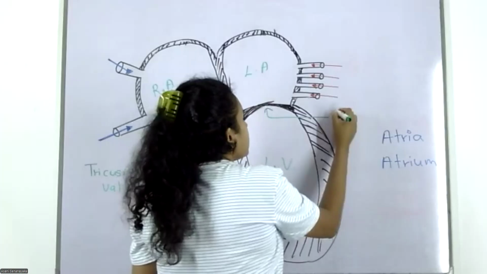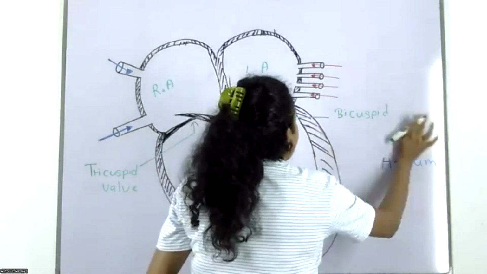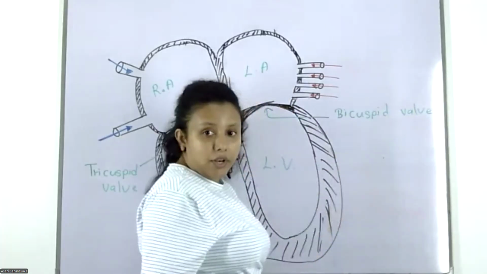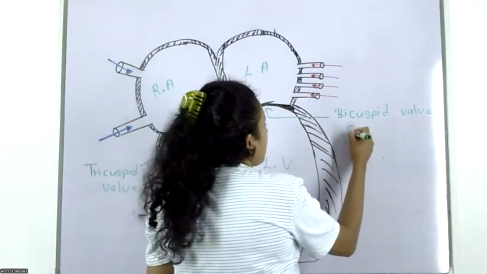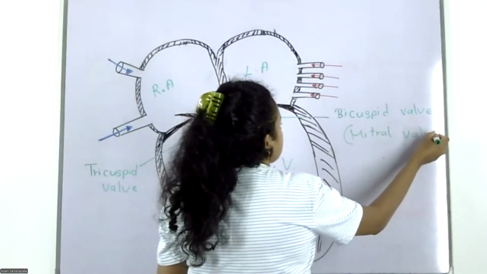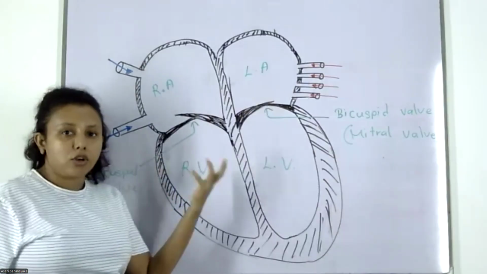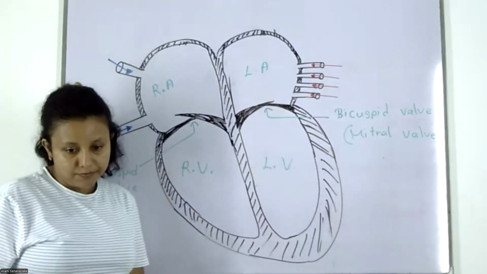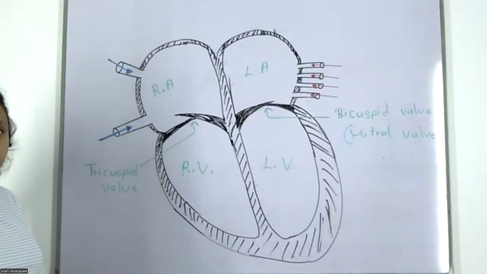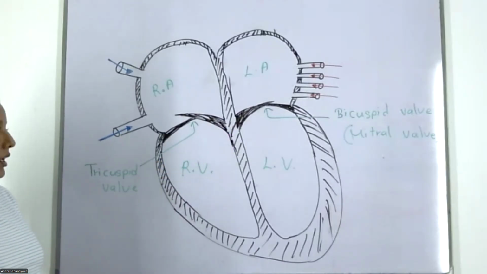We call this one the bicuspid valve. Another name, which I didn't give in the diagram, is the mitral valve. So with these two valves, the heart can open and close when it wants. Clear? Now we have discussed four chambers and the two valves between them.